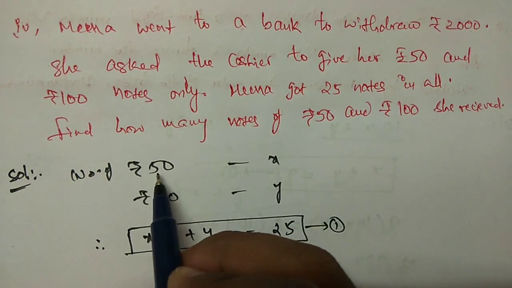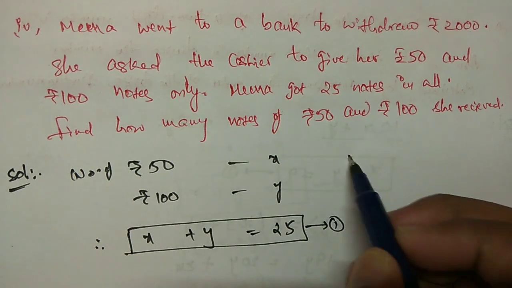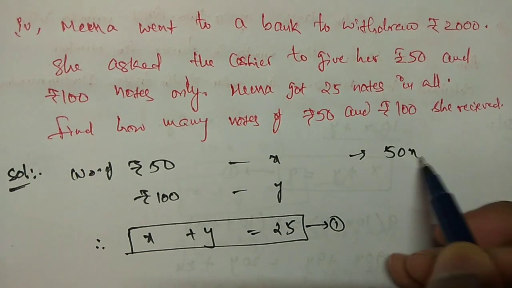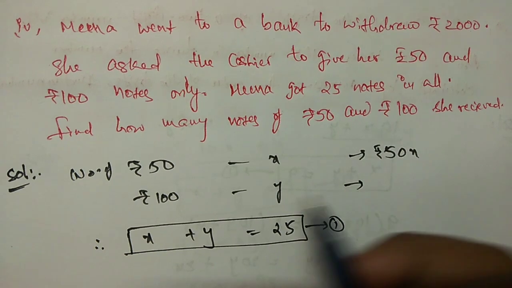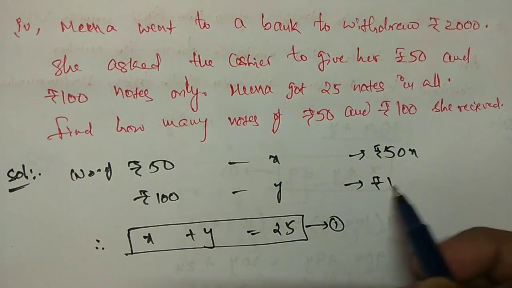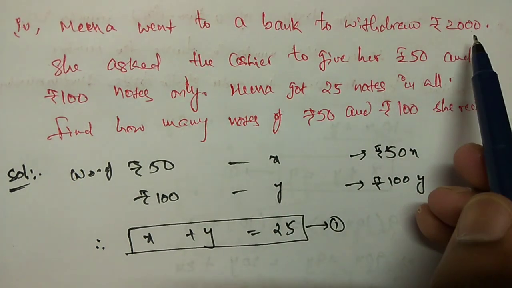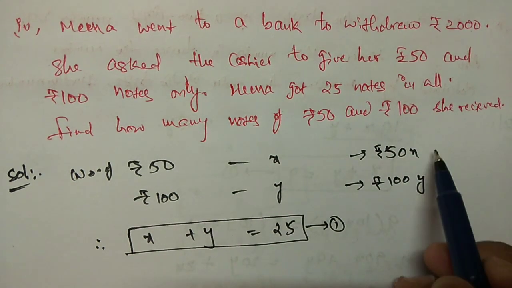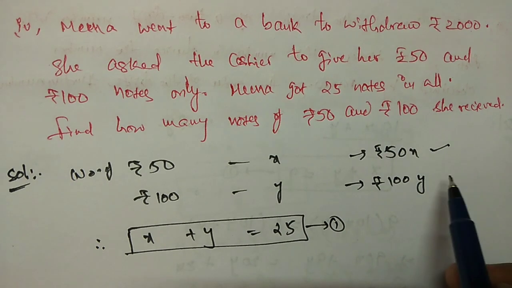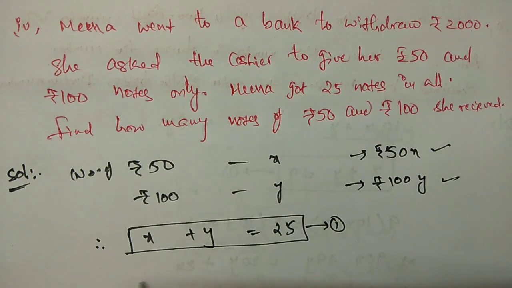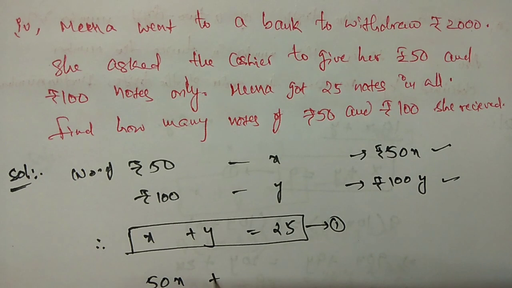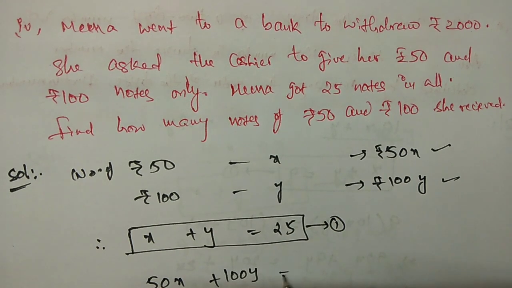Now the amount of 50 rupees notes is 50x rupees and the amount of 100 rupees notes is 100y rupees. So the total amount she withdrew is 2000 rupees. So the total amount is 50x rupees plus 100y rupees. So 50x plus 100y equal to 2000.